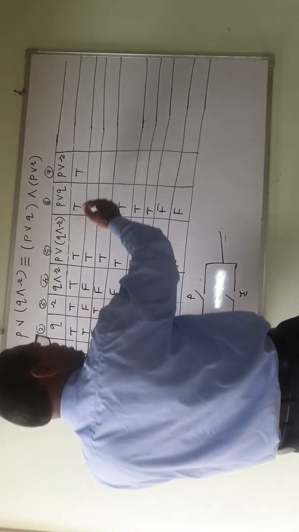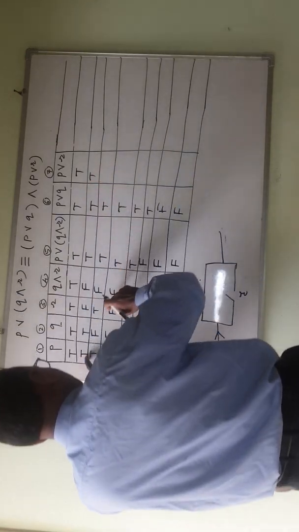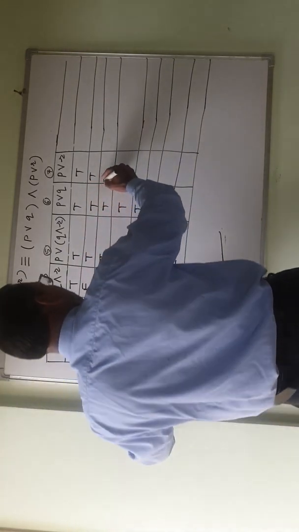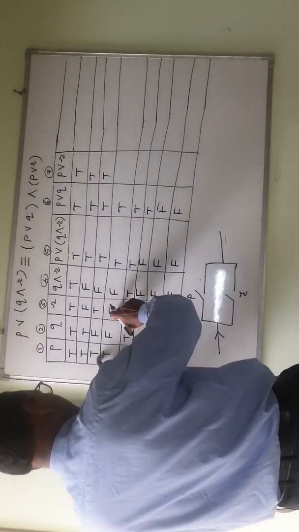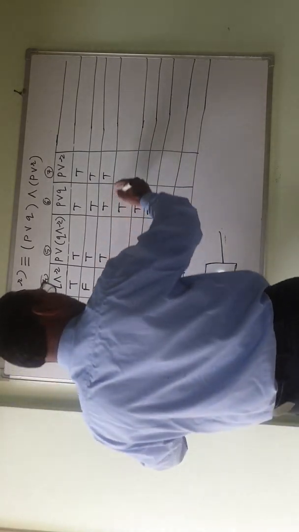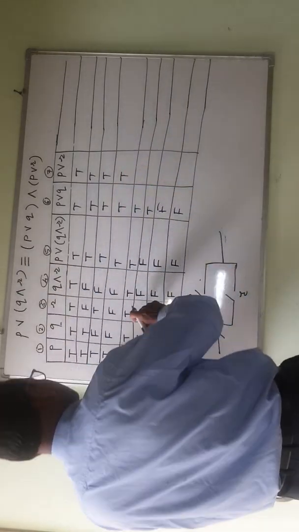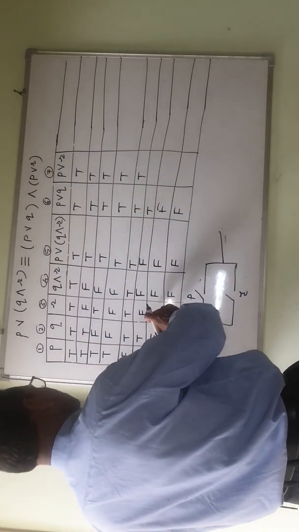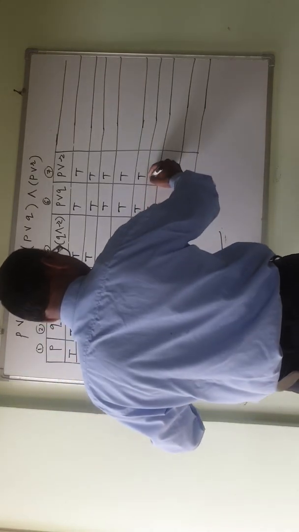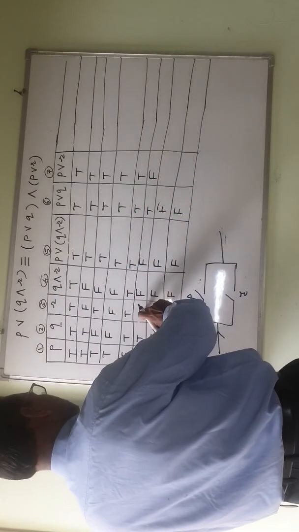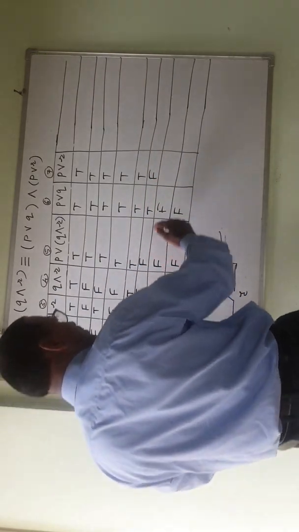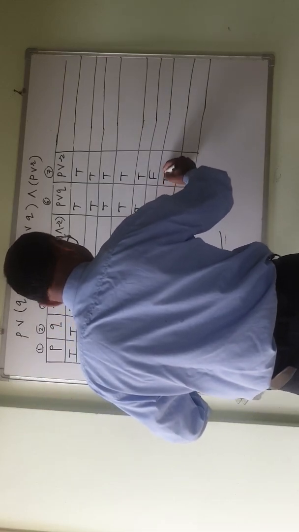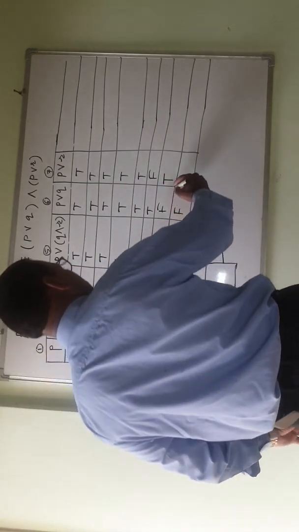One is true, then also true. Both are true, true. One is true, one is false, then also true. One false, other true, true. Both are false, false. One true, one false, true. Both are false, false.